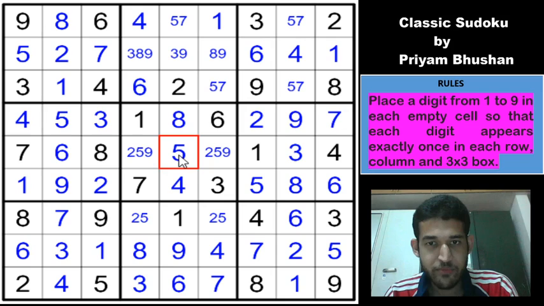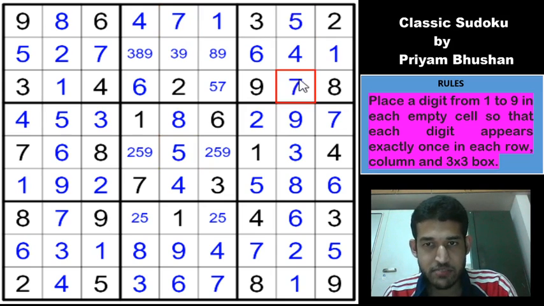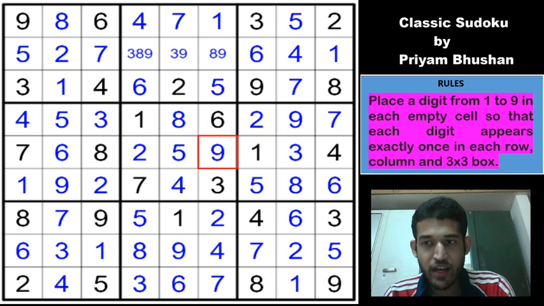So this is a 5, which means this will be a 7, this will be a 5, this will be a 7, this is a 5, and that gives a 2 here and a 5 here, and this 2 resolves this 2-9 pair. So this will be a 2, this will be a 9, and now the 9 gives us an 8 here, and remaining digits left are 3 and 9. So you have a 9 here, which means this will be a 9 and this will be a 3.